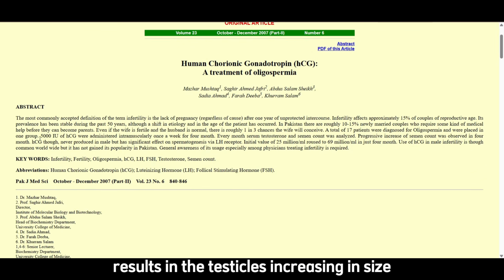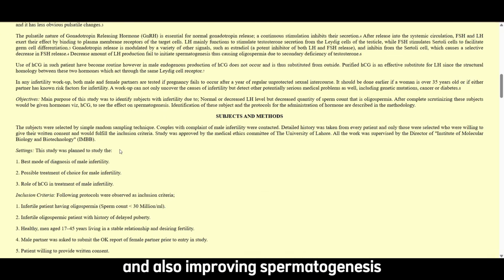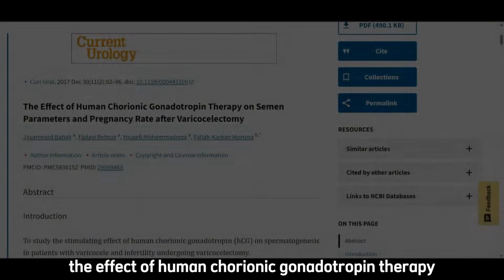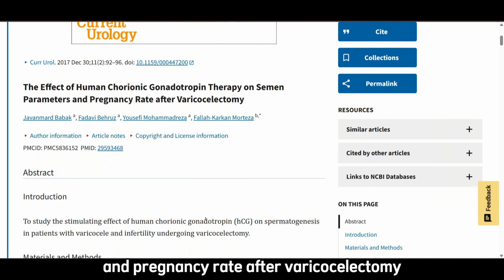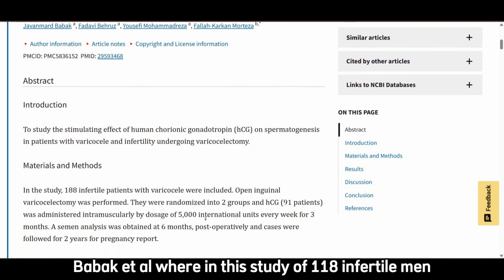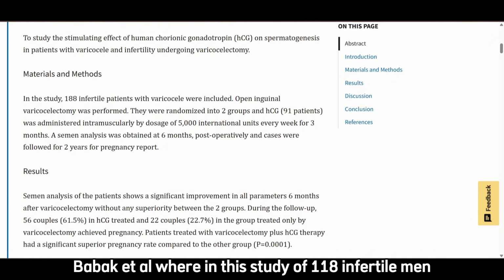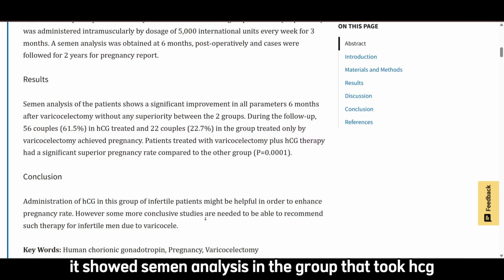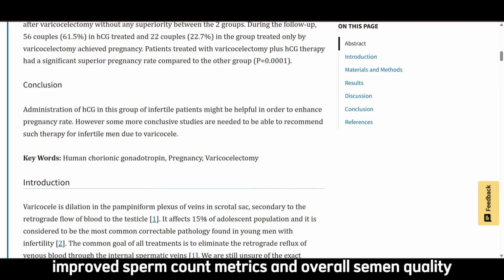This typically results in the testicles increasing in size and also improving spermatogenesis, as we can see in the study titled, quote, "The effect of human chorionic gonadotropin therapy on semen parameters and pregnancy rate after varicocelectomy," unquote, by J. Babak et al., where in this study of 118 infertile men randomized into two groups, it showed semen analysis in the group that took HCG improved sperm count metrics and overall semen quality.